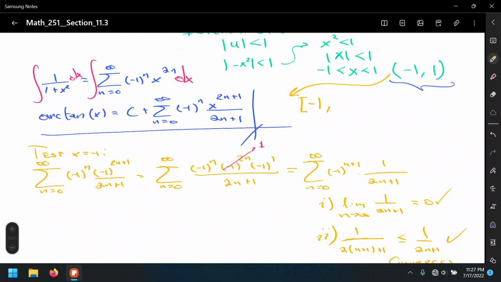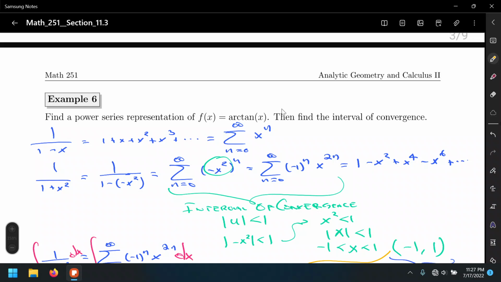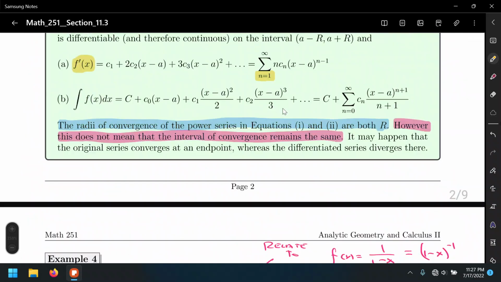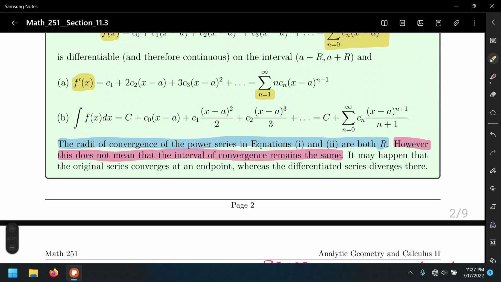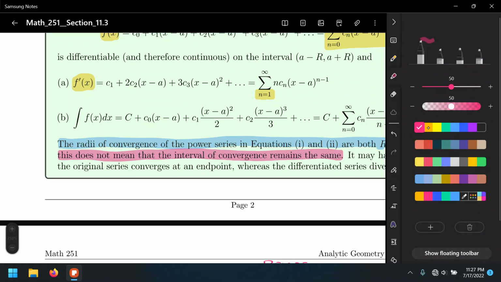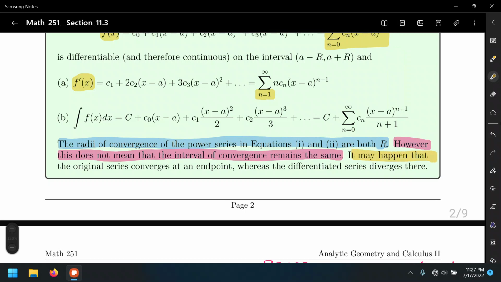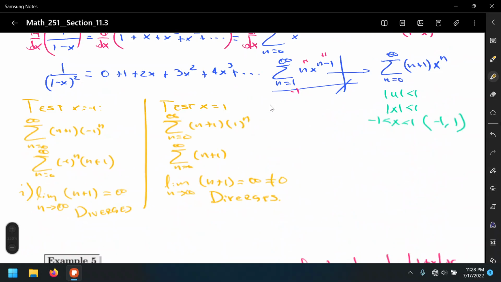So that means that at the upper endpoint 1, it's going to be inclusive, so this confirms this part of the theorem here. So let me go back to that part of the theorem. Let me highlight it again. It may happen that the original series converges at an endpoint, whereas the differentiated series or integrated series could diverge or converge, or vice versa. All right, so this confirms this part of the theorem.